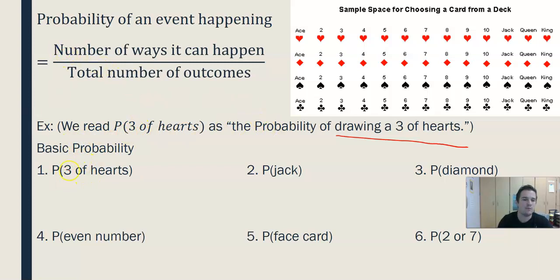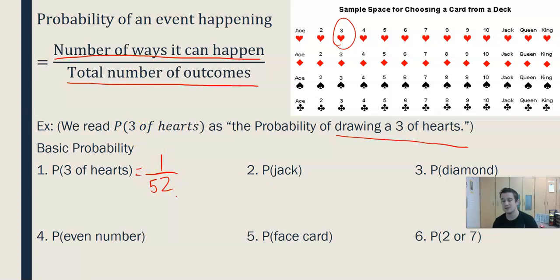Okay, well, the probability of drawing a 3 of hearts is going to be the number of ways I can draw a 3 of hearts divided by the total number of possible outcomes. So let's see, there's only one 3 of hearts in the entire deck of cards. So the number of ways I could draw a 3 of hearts is 1, divided by the total number of outcomes. The total number of outcomes is 52. So the probability of drawing a 3 of hearts is 1 out of 52. If I divide that in my calculator, I get 0.019.